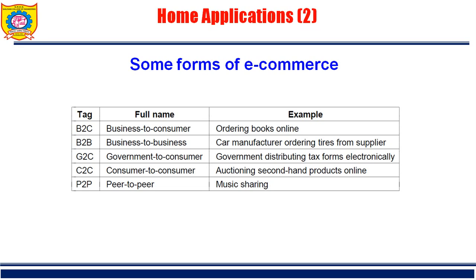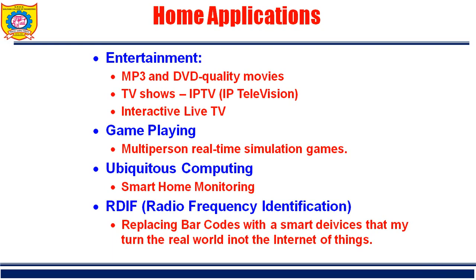G2C, government to consumer. So government distributing tax forms electronically. That is possible today. We can fill many government forms online. Okay. Then C2C, consumer to consumer. That is auctioning second hand products online. So already I mentioned one of the websites, that is eBay. Then P2P, that is peer to peer, that is the sharing of information. We have already seen many examples of peer to peer communication.